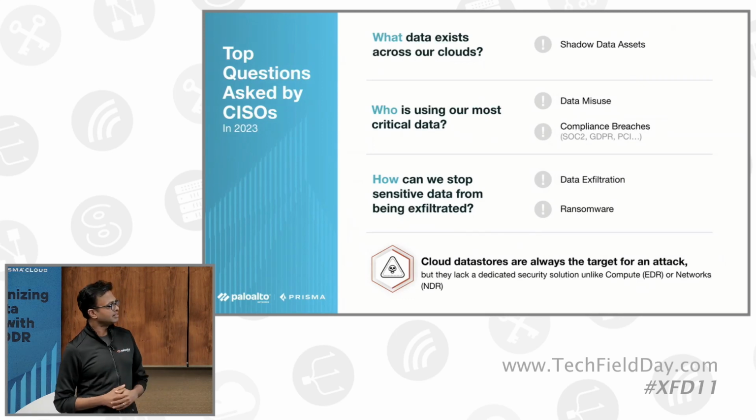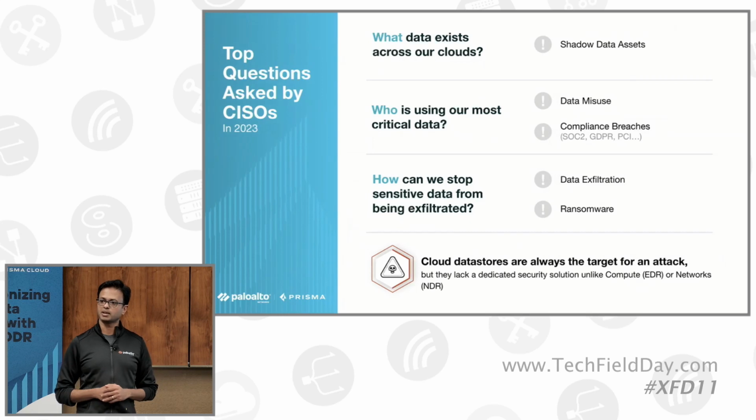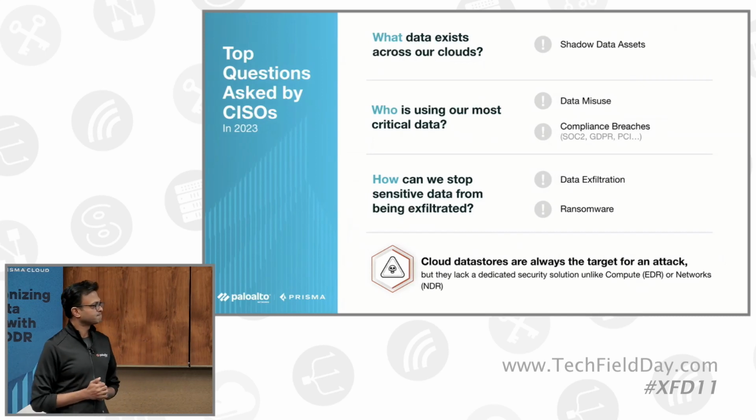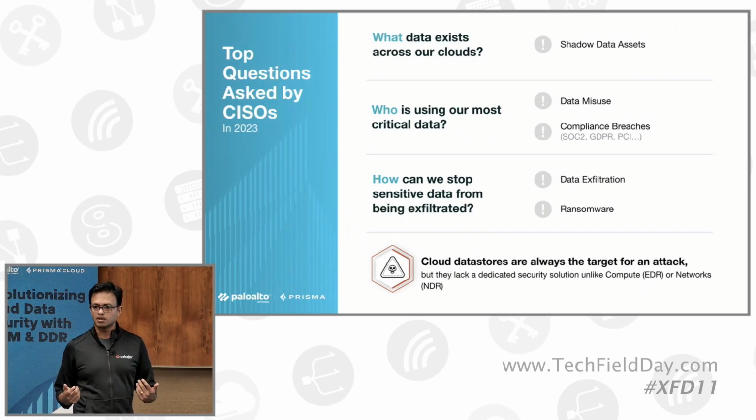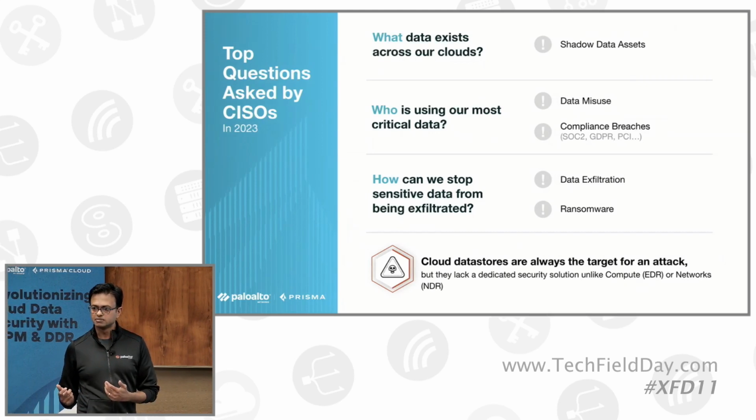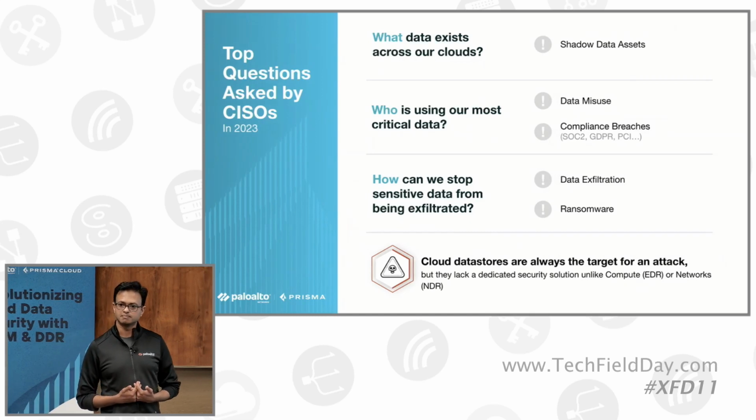So primarily, we went back and said, how do we provide visibility to customers who want to understand what is to be protected? The second part is, now that you know what's out there, what is the value of the data? How do you understand who's using it?